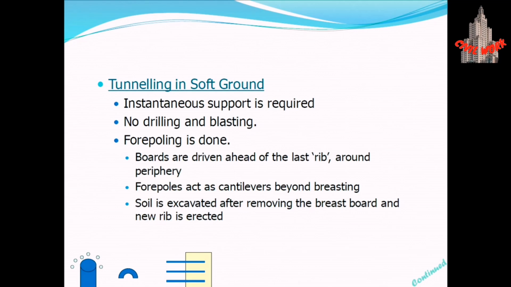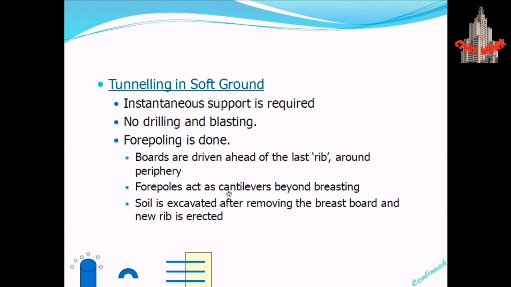Instantaneous support is required. We have to give instantaneous support in the soft ground, with no drilling and blasting, because in firm ground we can't drill and blast since it will fall immediately. The method we use here is forepoling. Forepoling generally refers to inserting a sheet, known as a rib, and then we give further lining in the tunnel to make it stable.